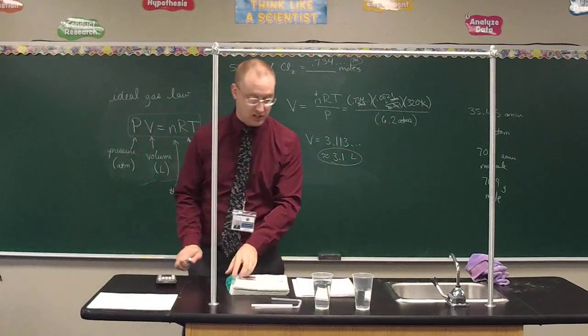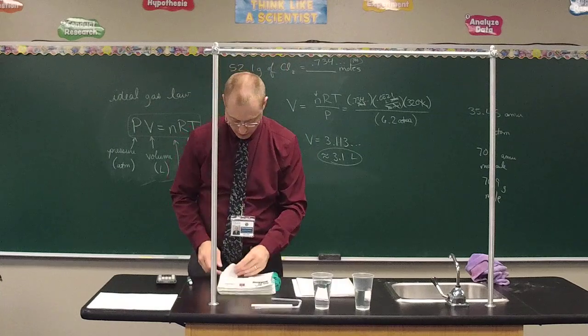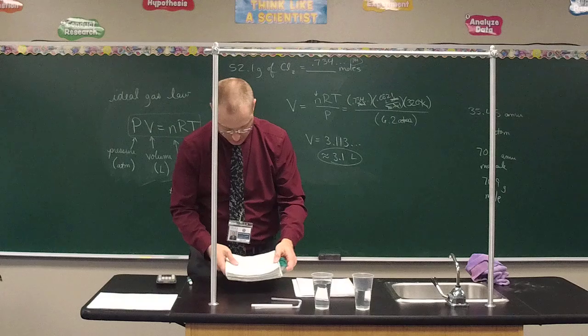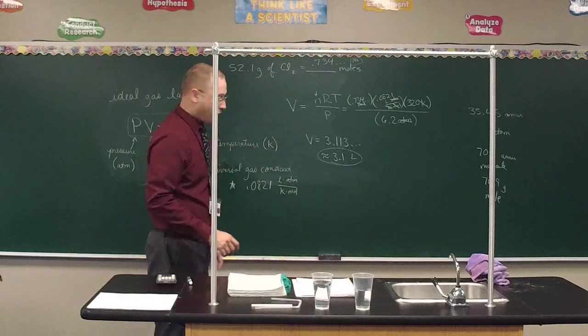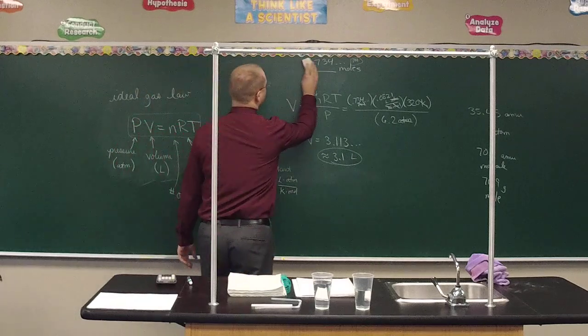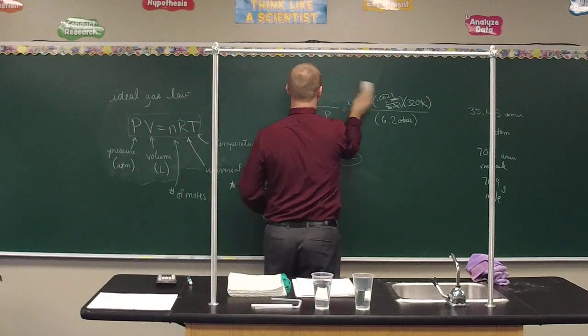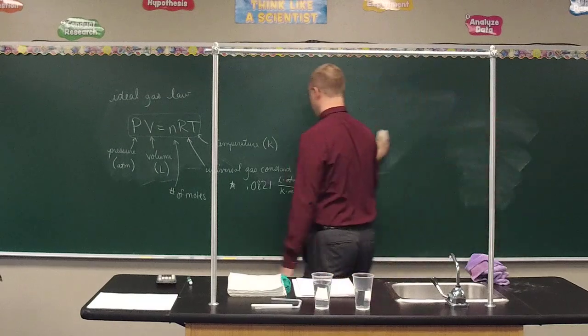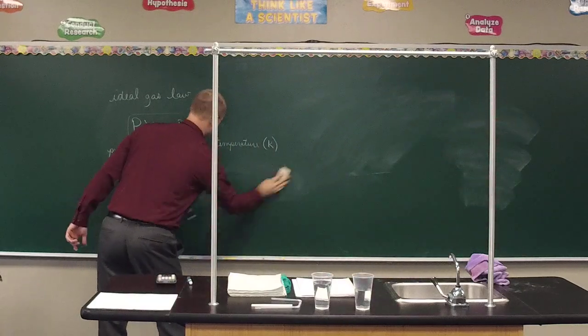Turn over to page 67. Let's look at another problem like this. And go ahead and read number 11 for us, if you would, Audrey. Find the volume of 50.4 grams of oxygen gas at 740 torr and 273 Kelvin.